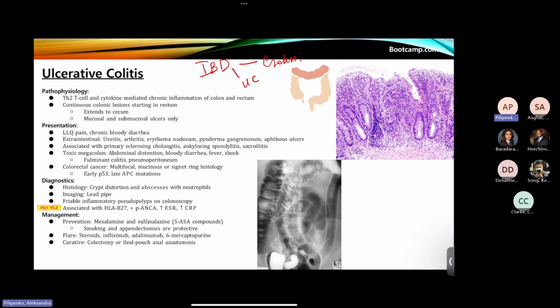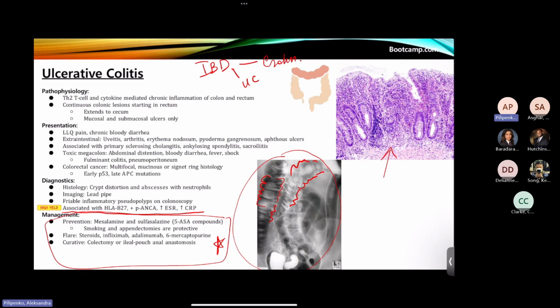For UC, you will need to know the histology. You will need to know the radiology presentation. I forgot the exact word, but you will definitely learn that sign in radiology. You need to know what diseases ulcerative colitis is associated with. Management is also important.